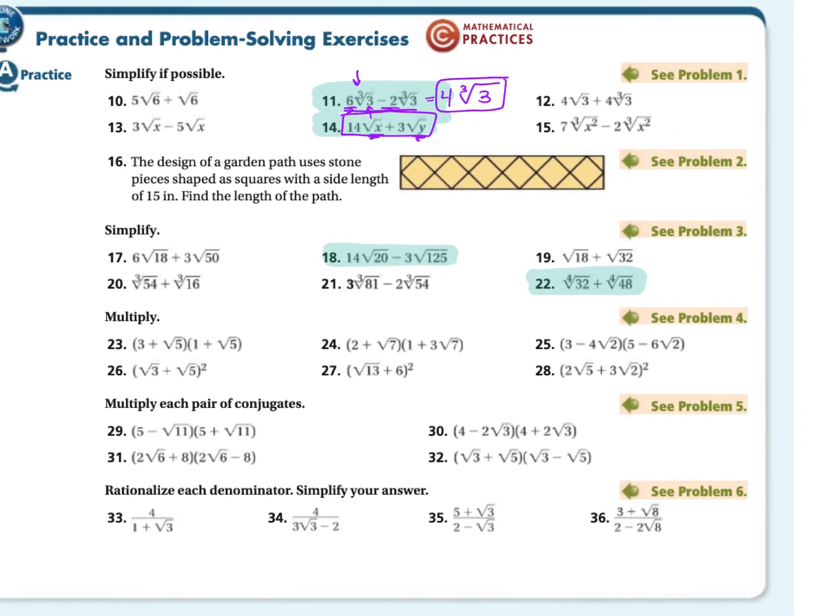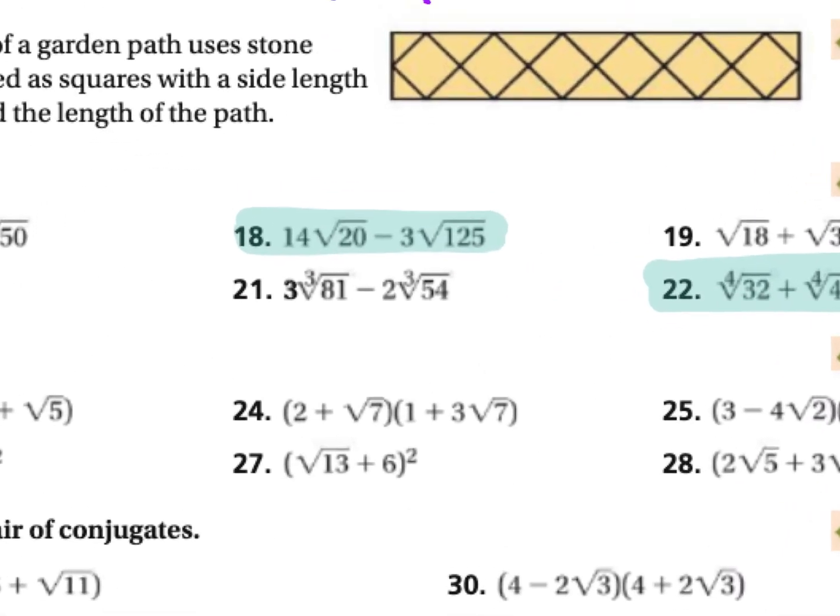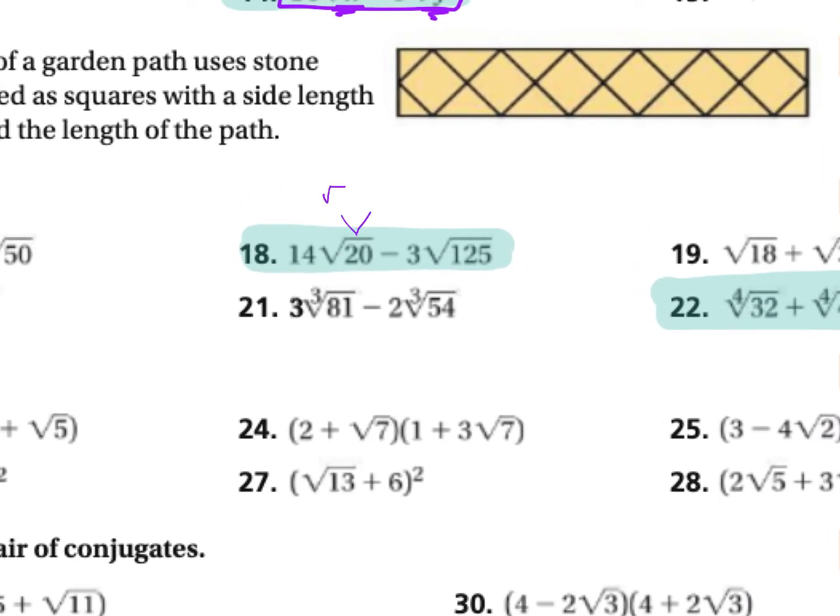Okay, number 18. When you are simplifying this, the first thing we want to do is break this into our perfect square, not perfect square. Don't forget about the 14 out in front. So the square root of 4 and the square root of 5, which means you're doing 14 times 2 times the square root of 5, or 28 times the square root of 5. Okay, and then we're going to subtract from that what this simplifies to. So it's 3 times the square root of 25 times the square root of 5. So that's 3 times 5 times the square root of 5, or 15 times the square root of 5.